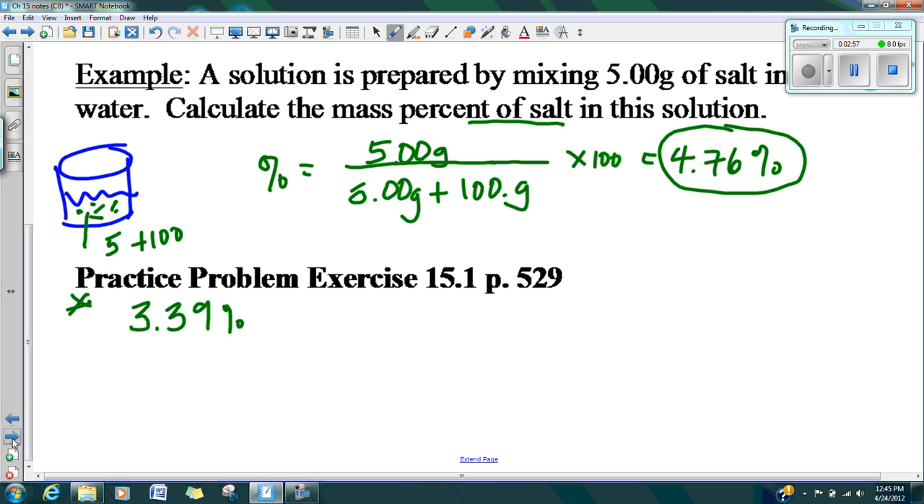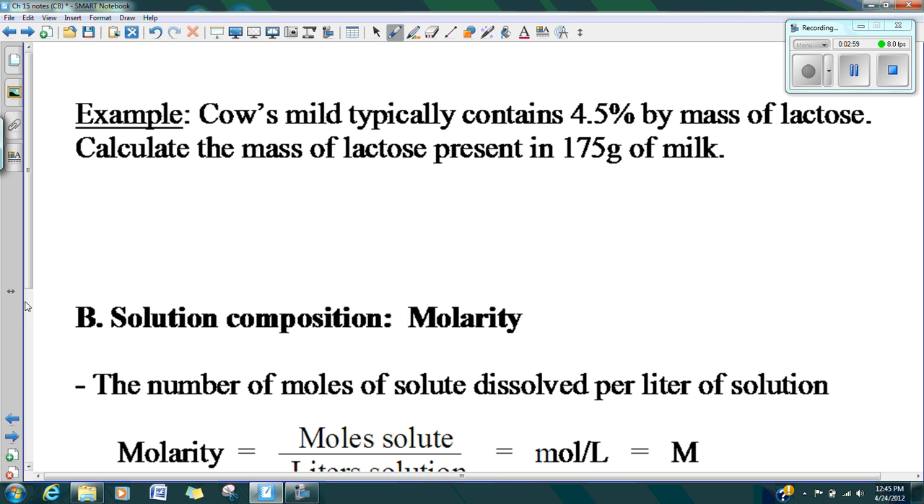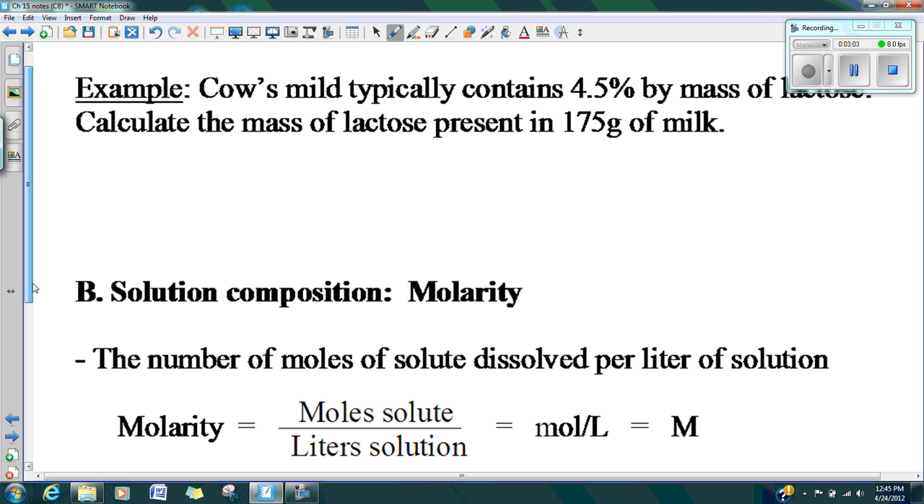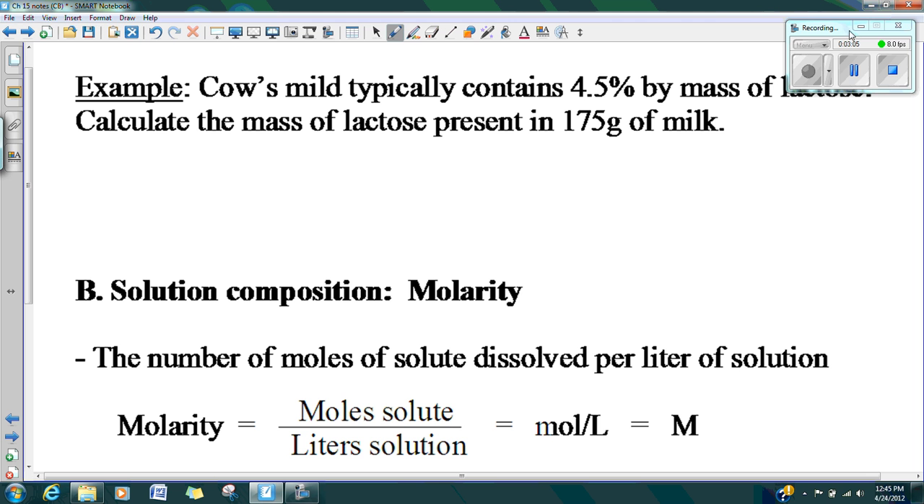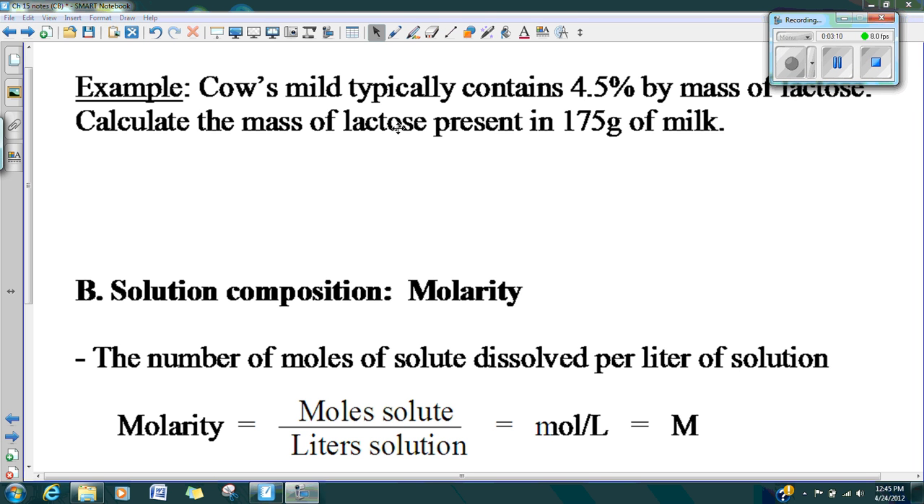Now I have another example with cow's milk. So Jacob and Gabriella, you should be the experts in this area if you're listening. So if we take a look here, we have cow's milk typically contains 4.5% mass of lactose. Calculate the mass of lactose present in 175 grams of milk.